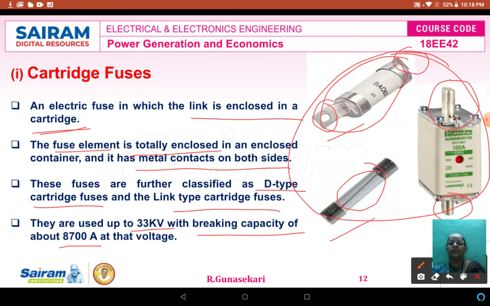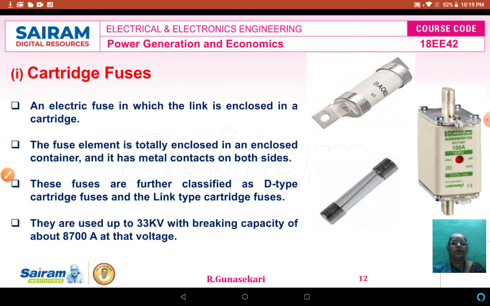The cartridge fuse rating is how much? 8700 amps. What is the voltage? 33 kV. Up to this range only we can use the cartridge fuses. These are some images for your understanding purpose.